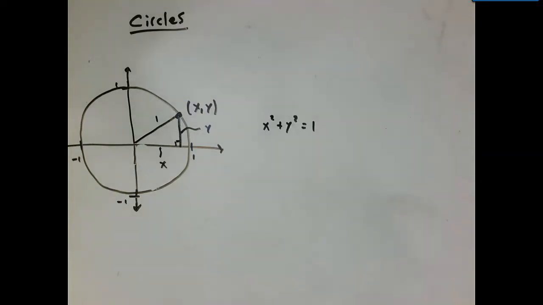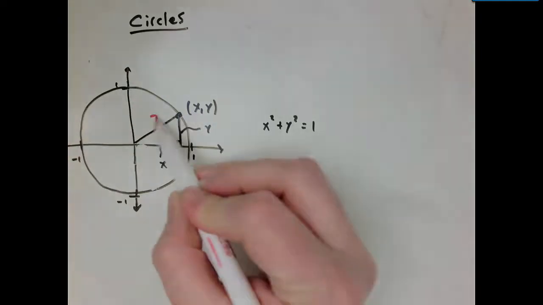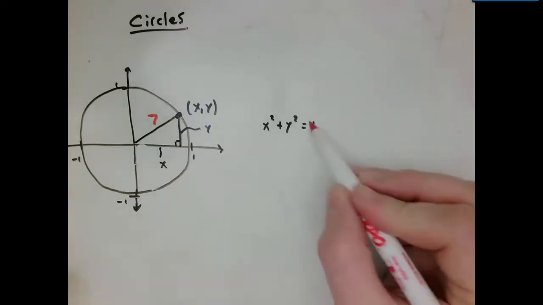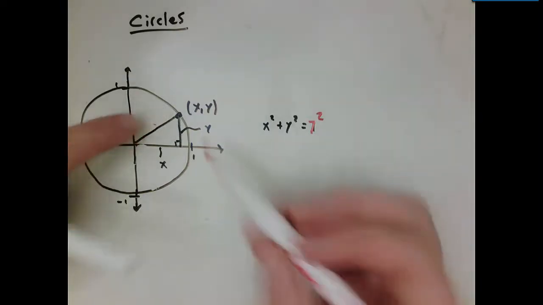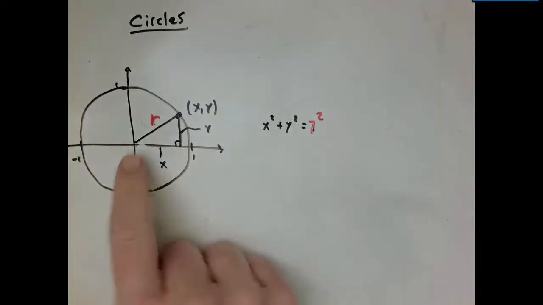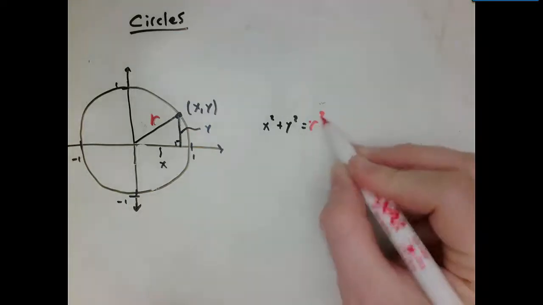Okay, so now let's see if we can recall the equations for circles that are transformations of this one. First, let's make it a larger circle. What if instead of radius 1, we make it radius 7? Now what we know is x squared plus y squared equals 7 squared. The best thing to do is generalize it, so let's not use a specific number. Let's just call this a circle of radius r. Again, by the Pythagorean theorem, x squared plus y squared should be, you guessed it, r squared.